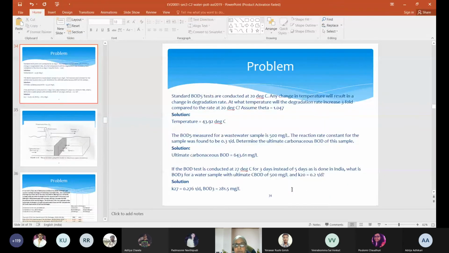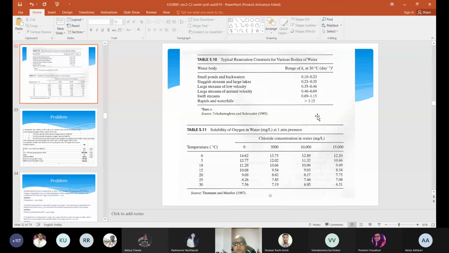And I also wanted to say something else. Here are the reaeration constants for different water bodies. Small ponds and backwaters have the lowest K values. Low stream velocity, you will find intermediate K values. And then very fast flowing streams.